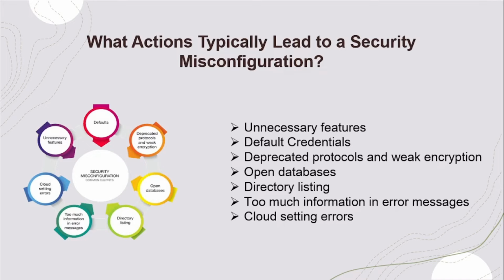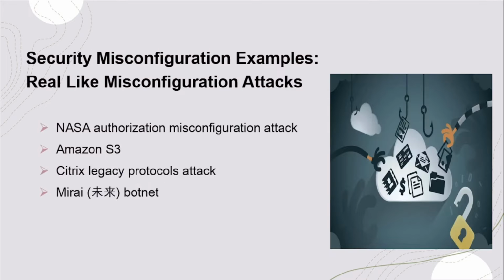The given diagram summarizes the factors that typically lead to security misconfiguration. Defaults, unnecessary features, deprecated protocols and weak encryption, open databases, cloud setting errors, too much information in error messages, and directory listing. Security misconfiguration real life examples.